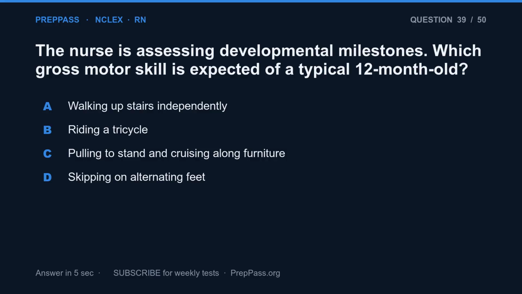Question 39. The nurse is assessing developmental milestones. Which gross motor skill is expected of a typical 12-month-old? A. Walking upstairs independently. B. Riding a tricycle. C. Pulling to stand and cruising along furniture. D. Skipping on alternating feet.